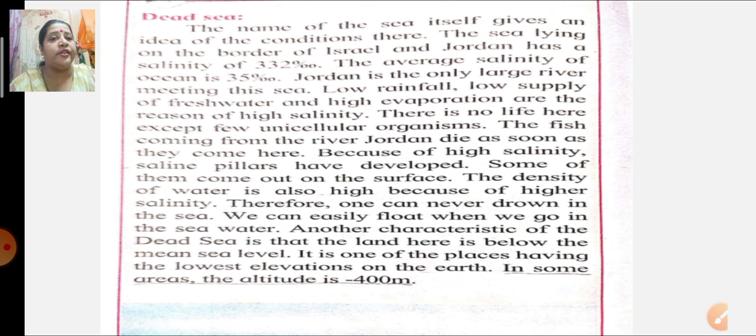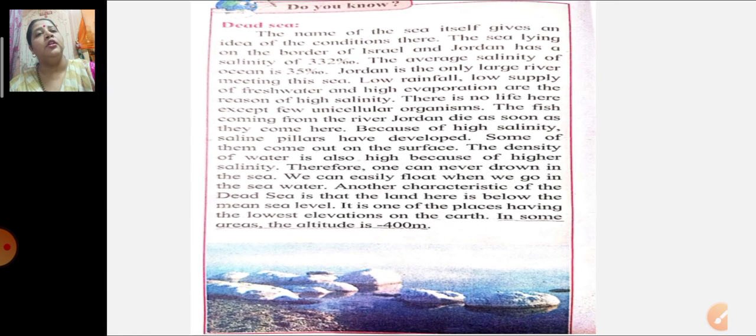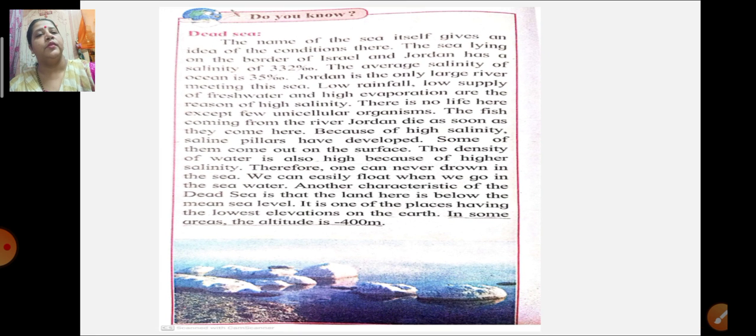Another characteristic of the Dead Sea is that the land here is below the mean sea level. It is one of the places having the lowest elevations on the earth. In some areas, the altitude is minus 400 meters. So this was what you should know about the Dead Sea. You can see the pillars over here coming out on the sea.